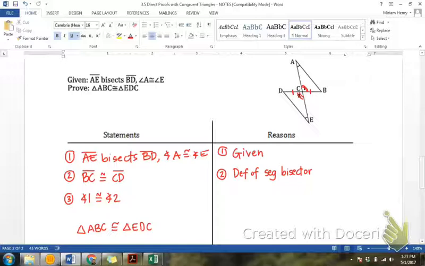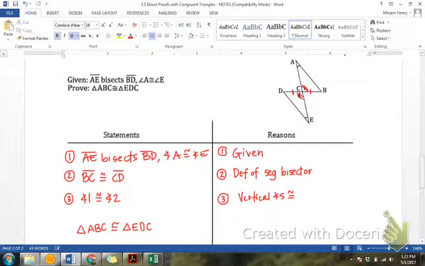Why do we know that? What's our reason going to be here? Hortensia, what's going to be our reason here? Because they're vertical angles. Good. So we're just going to write vertical angles. And you can put vertical angles are congruent if you want to.